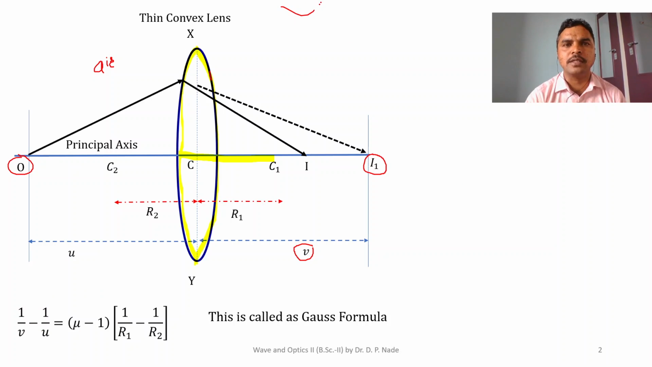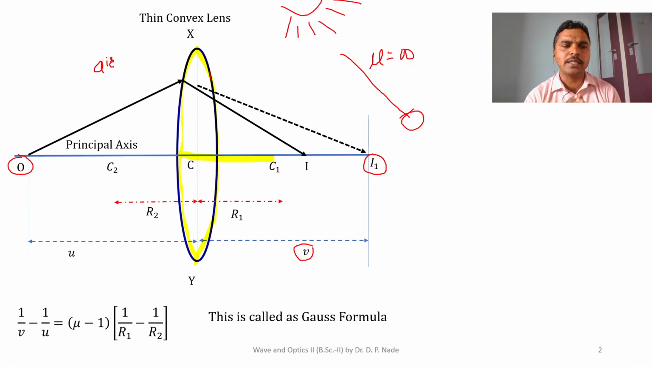For that I can consider one example. Suppose the sun is here and it radiates in all possible directions, and that radiation reaches the surface of the earth from here. In that case we can say that the object is at an infinite distance, that is, U is equal to infinity.